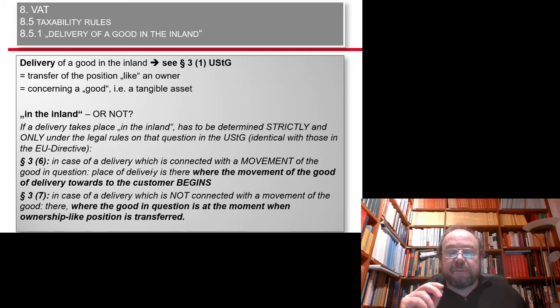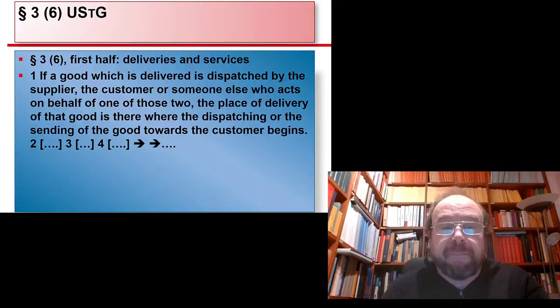And 3.7 means in case of a delivery where there is no such movement, the delivery in question will be made at the place where the good is at the moment when ownership, or better, the position like an owner, is transferred to the customer. Here is again the translation from the Tax Act slides.